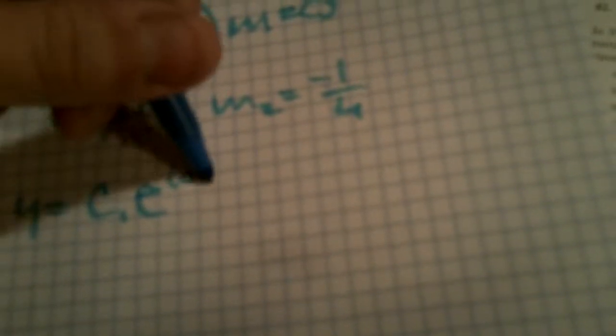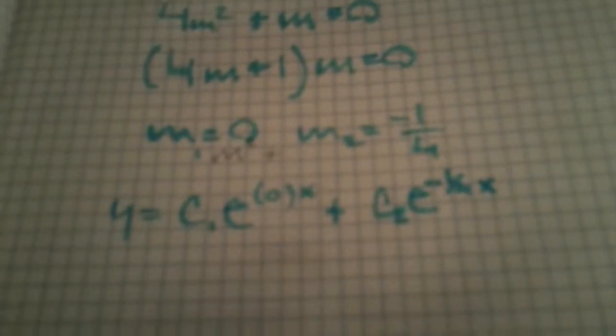c1 e to the 0 x plus c2 e to the -1/4 x. Or, to simplify it, y equals c1 plus c2 e to the -x/4.